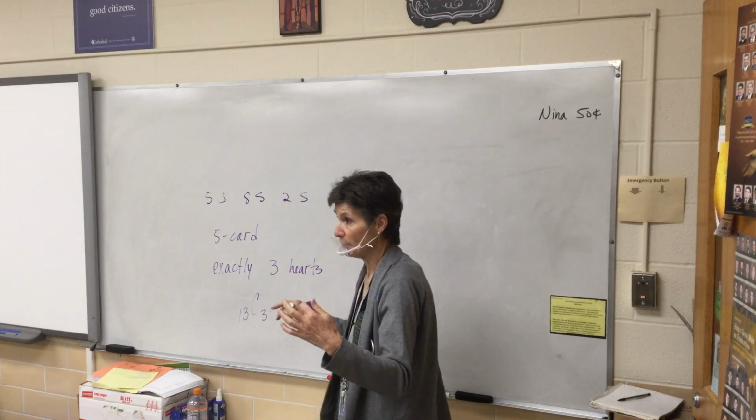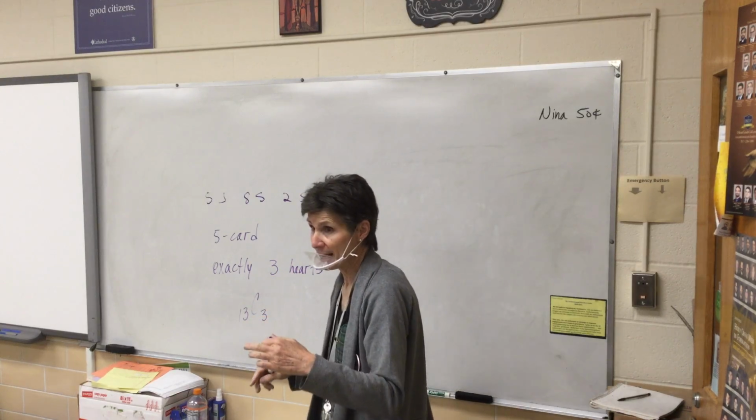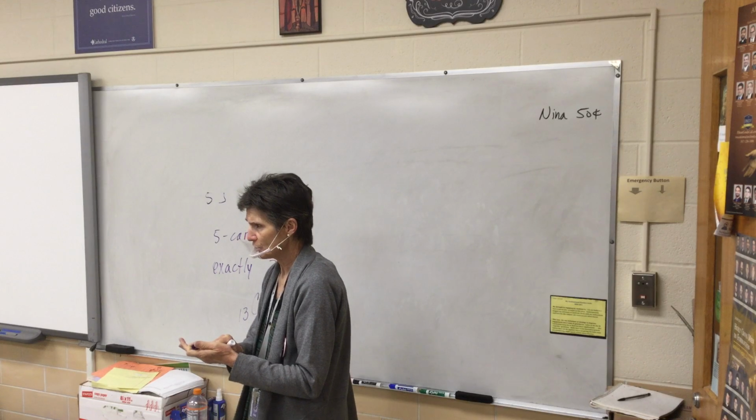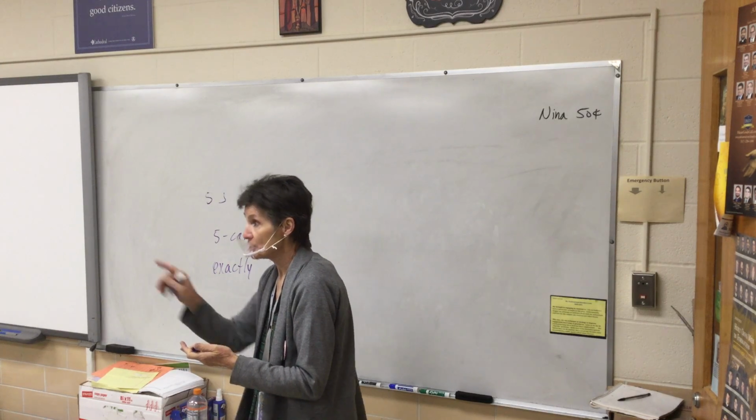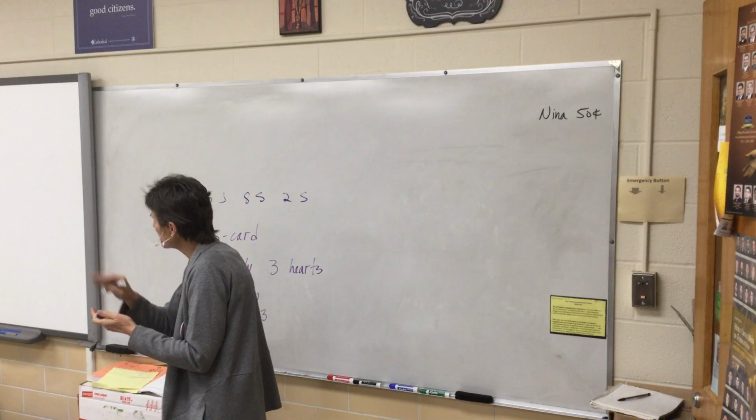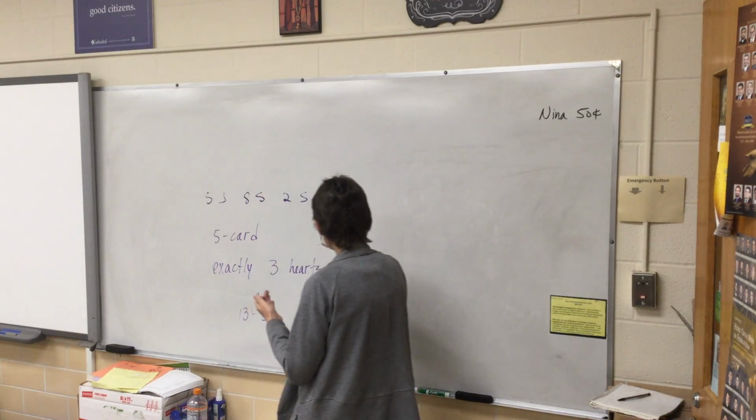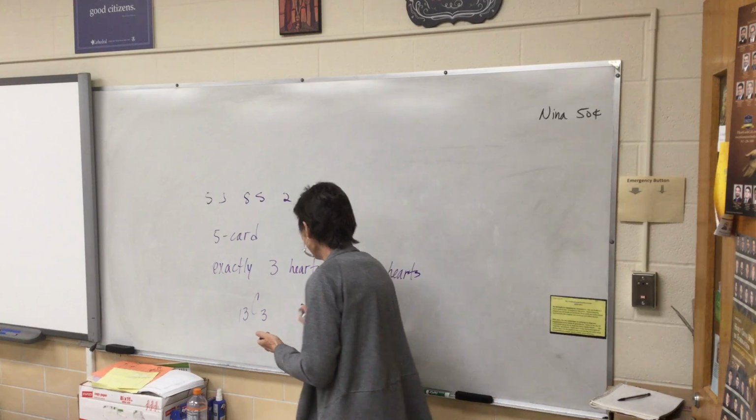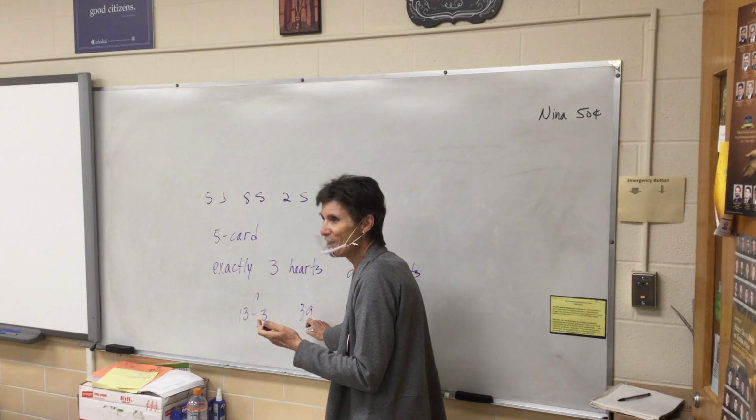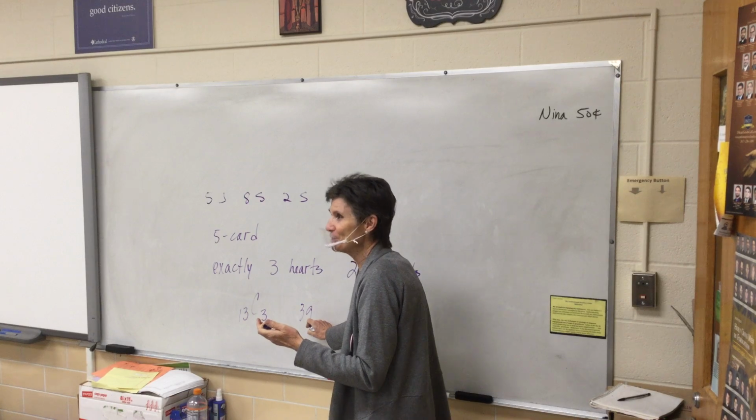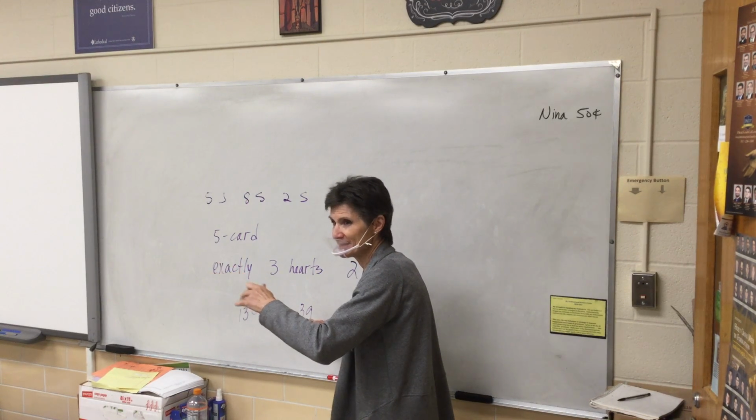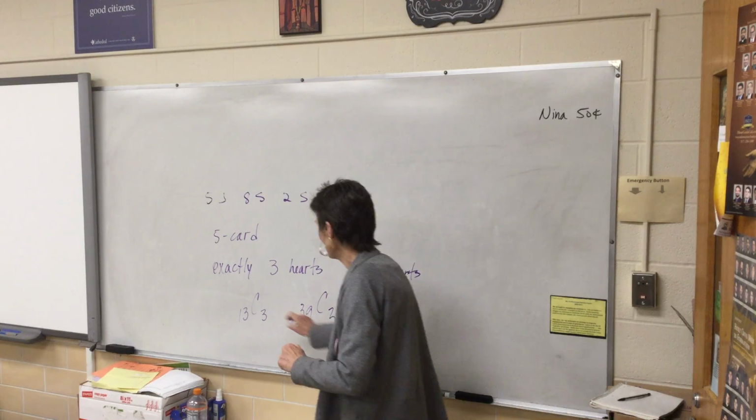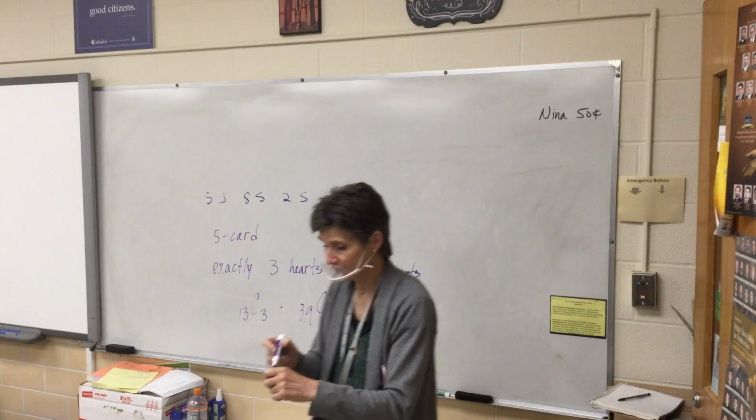Now, here's the tricky part. It's a 5-card hand. So I have picked 3 hearts. What else do I need? I need 2 other cards. And what do the other cards have to be? Non-hearts. How many non-hearts? 39. Very good. 13 clubs, spades, and diamonds. And I'm going to pick 2 of those. And I'm going to multiply those. That's a tough question. Very good job.